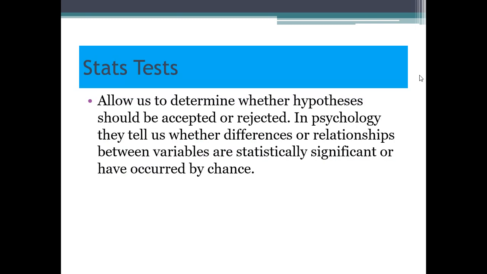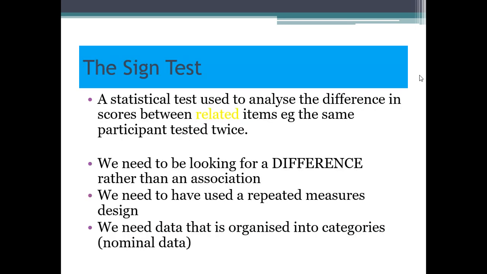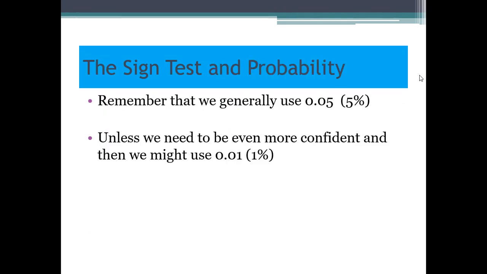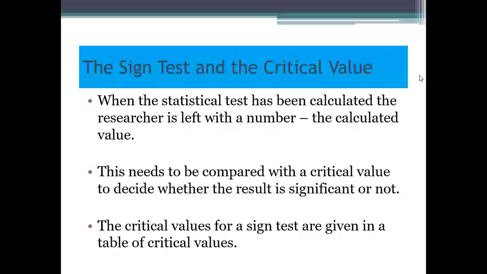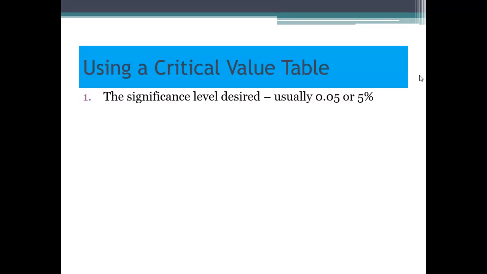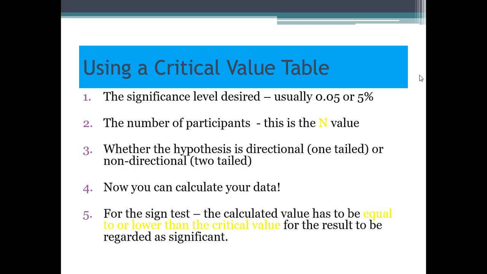The sign test is the only test that you'd have to calculate a value for in an exam. So it is also on nominal data. It's used on a test of difference, nominal data, and related design. You may have to calculate an observed value in an exam, and then you may have to say whether that is significant or not. So this is just a reminder of how you use a critical value table.